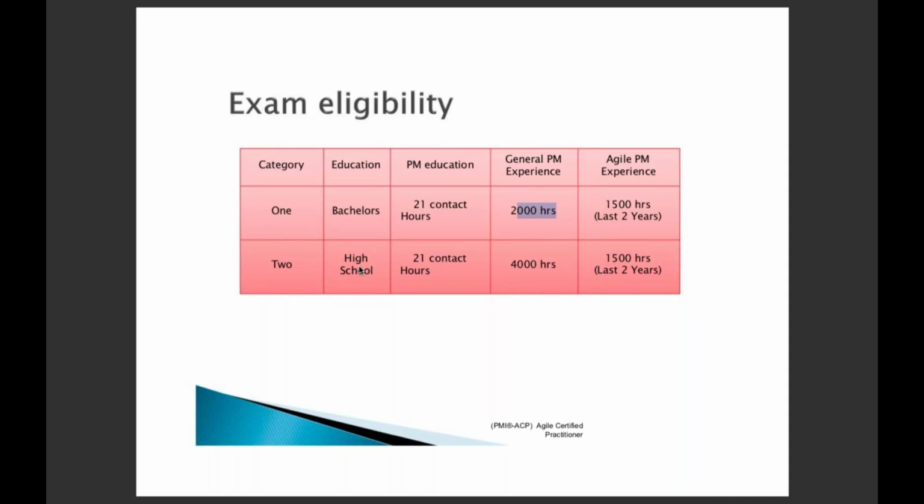And on the second category, you being a high school diploma holder also, you can take the examination, but I hope everyone is a bachelor's degree holder here. However, the 21 contact hours is mandatory from an REP or a training institute. And however, they need to possess a little higher experience. 4,000 hours of experience is required in general project management, and Agile project management experience of 1,500 hours in the last 2 years is what you have to spend in the Agile environment. So this is about the exam eligibility.